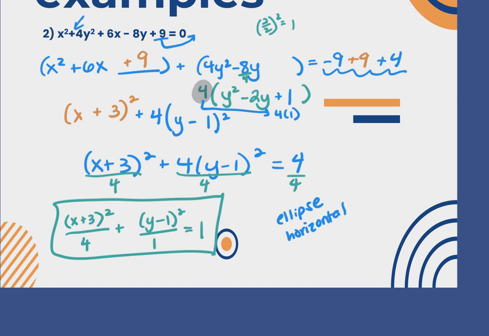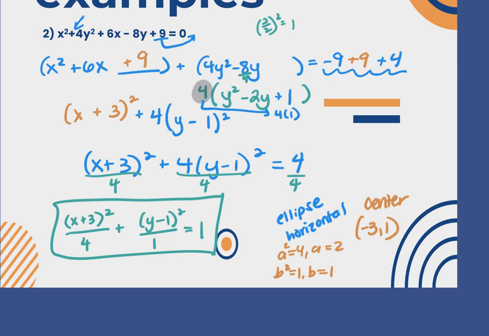Good. The base on the x, or the denominator on the x squared, is bigger. And that denominator is my a. So a squared is 4, making a 2. B squared is 1, making b 1. And my center is negative 3, 1. Good.